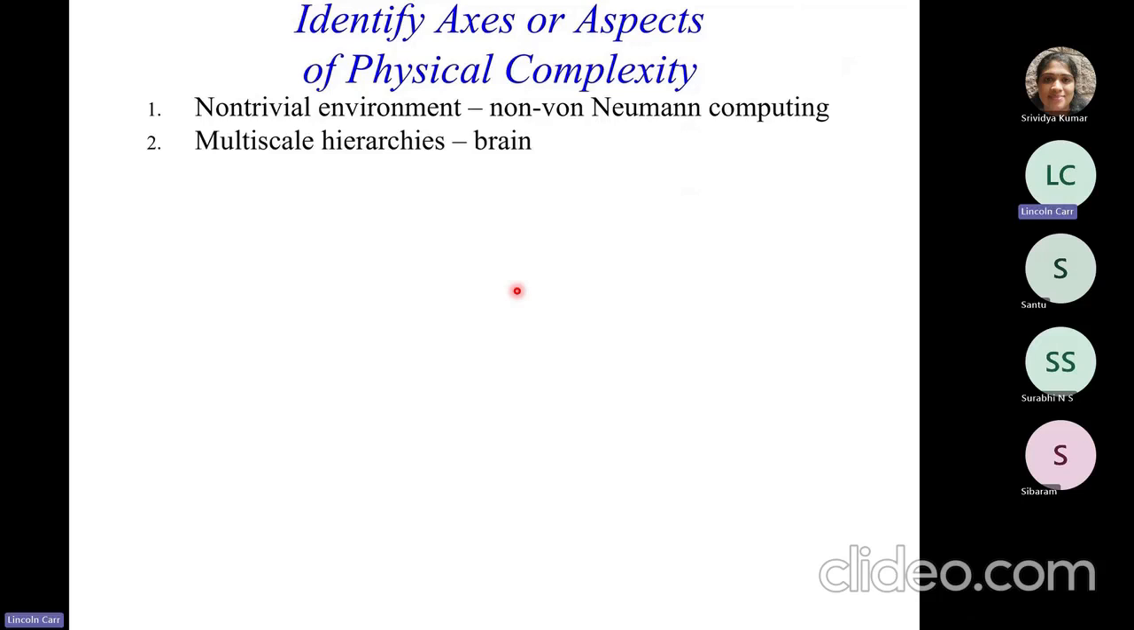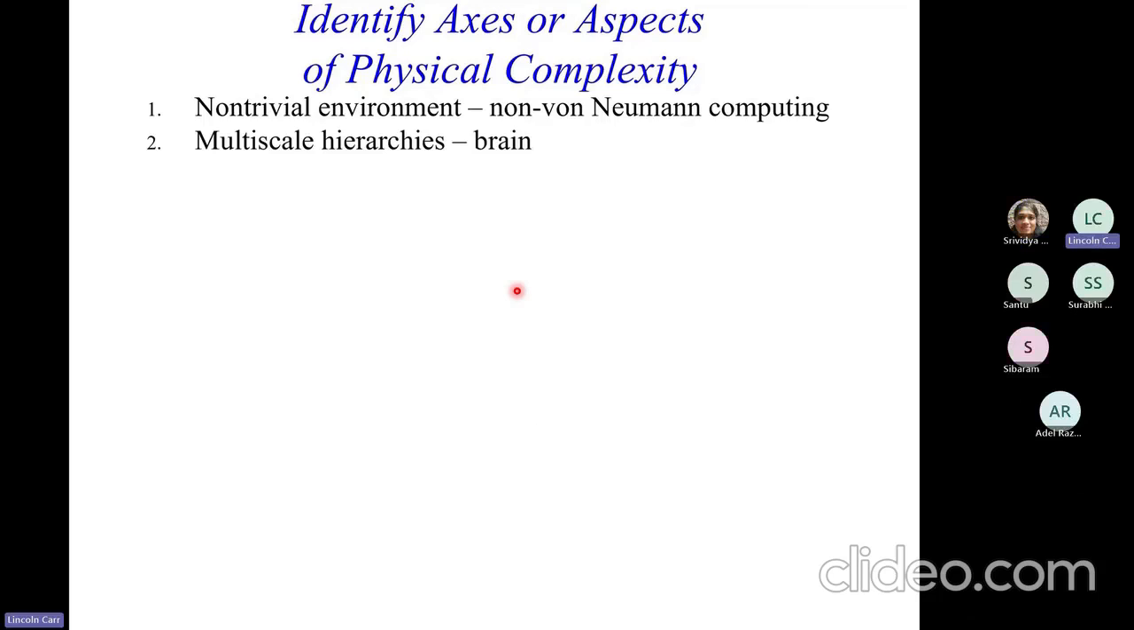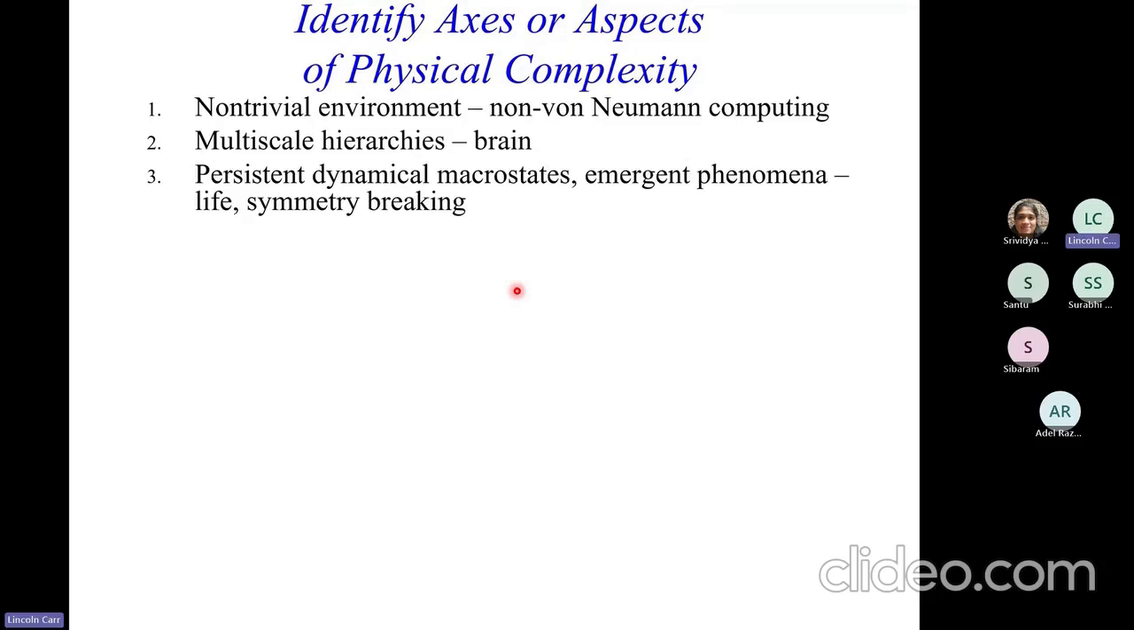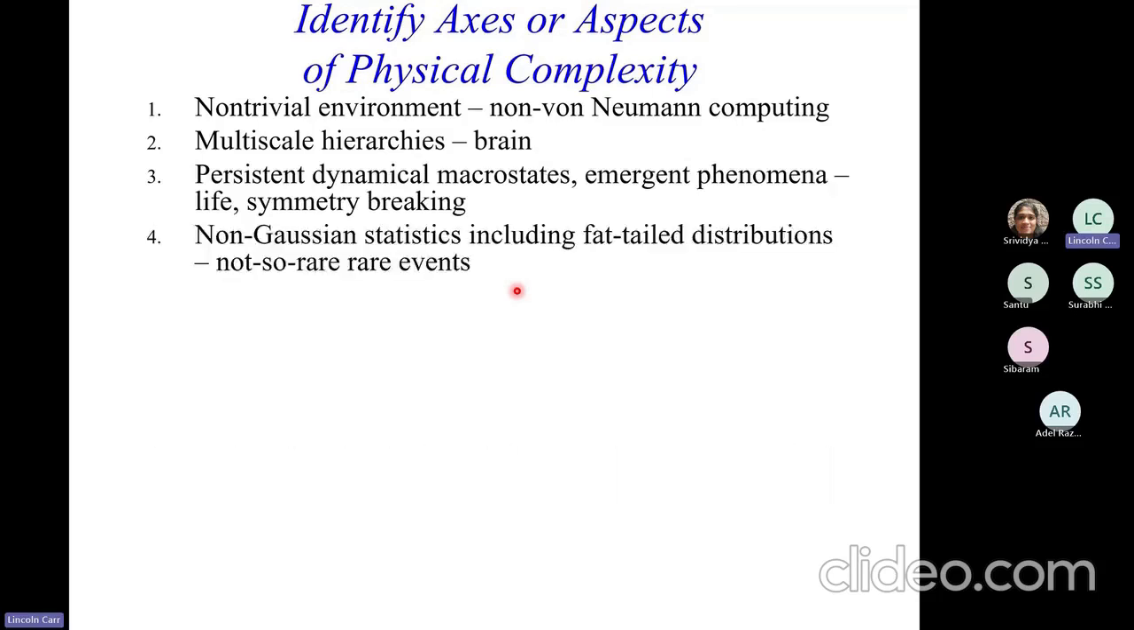The second is multi-scale hierarchies, as you see in the brain. We need scales all the way from the size of a water molecule to the length of an axon in your back. All of those things matter in the brain. Third, persistent dynamical macrostates and emergent phenomena that lead to life and symmetry breaking. Fourth, non-Gaussian statistics, including fat tail distributions, the so-called not-so-rare rare events, are a very typical feature we see in complex systems.